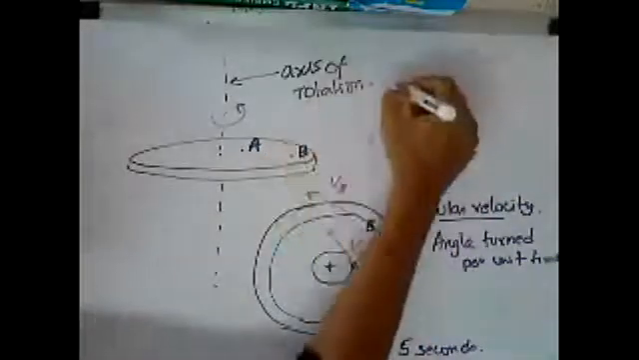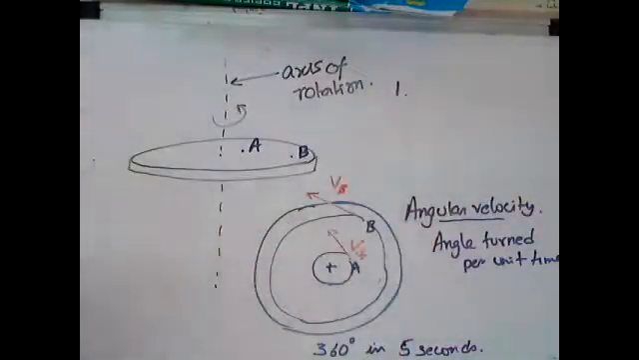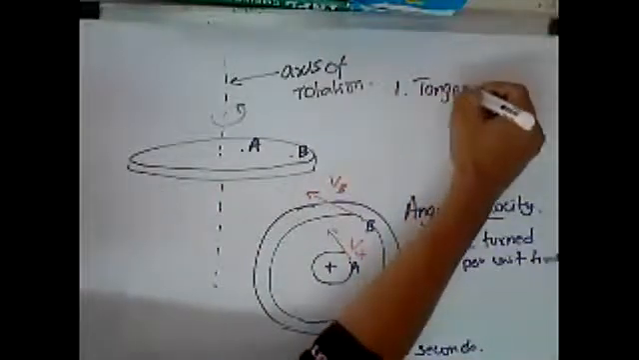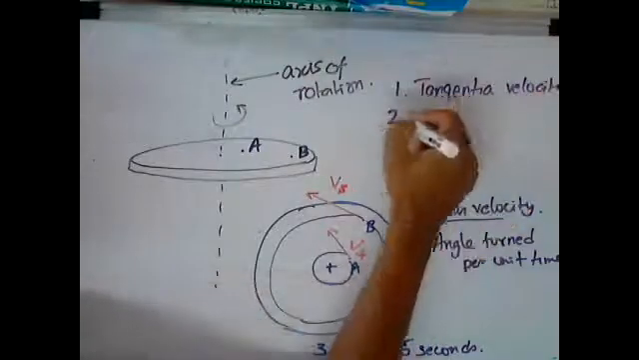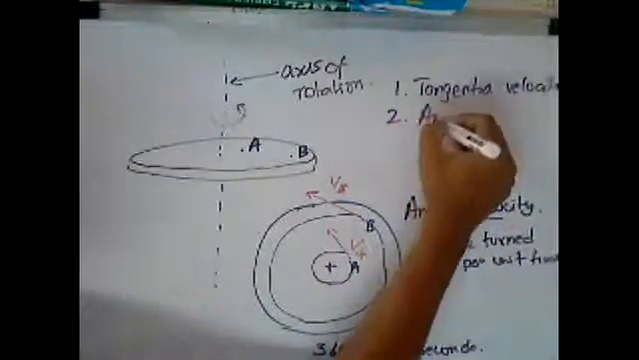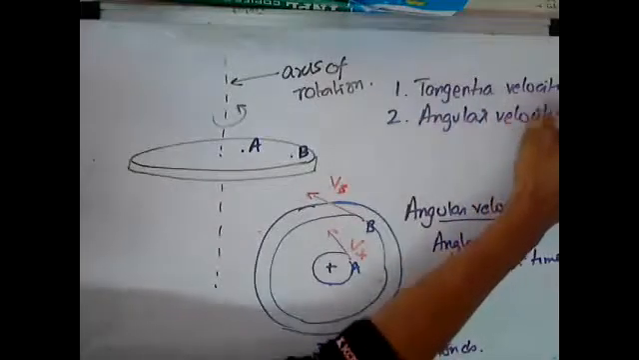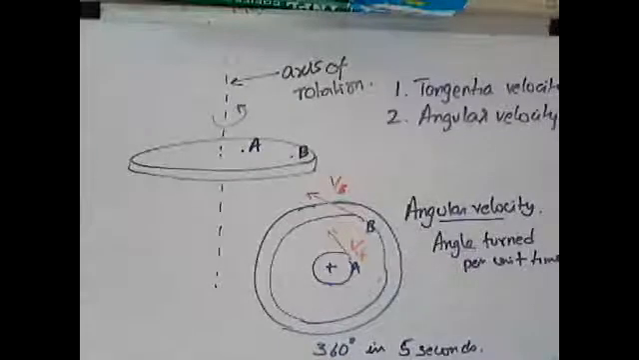So there are two ways in which we can describe the motion of an object undergoing rotational motion. One will be its linear velocity, which we can now call tangential velocity. And the second is its angular velocity. So these are the two ways in which we describe the motion. So that was the first part of the session.